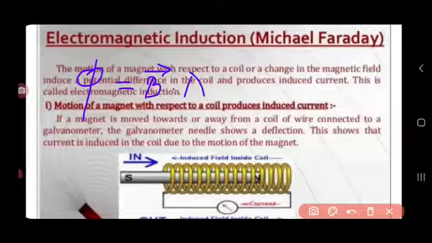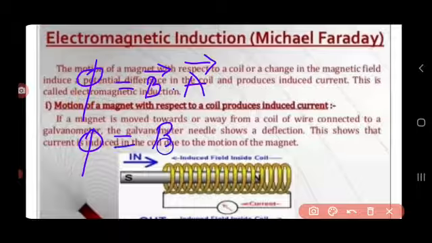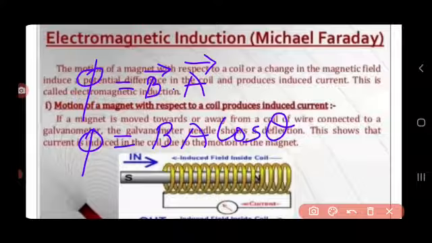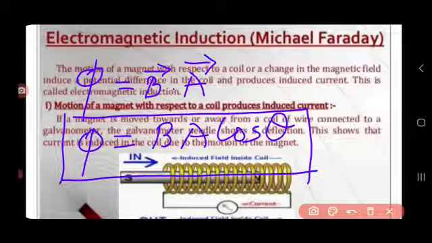Now, the SI unit of magnetic flux is Weber. It is denoted by Wb, Weber. Okay, so magnetic flux is over.